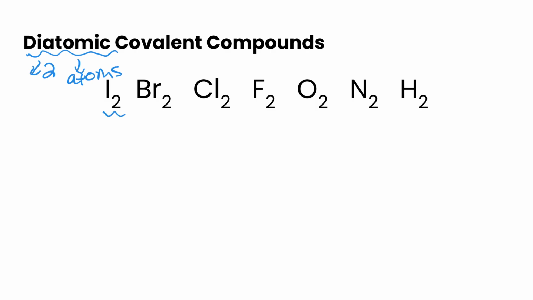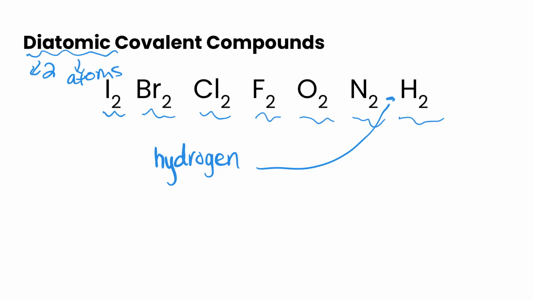They are iodine, bromine, chlorine, fluorine, oxygen, nitrogen, and hydrogen. So anytime you see that name, like if I asked you for the chemical formula for hydrogen, you would give me H2. It's never just H. H is just one atom, and that is not correct for the chemical formula for a diatomic compound.